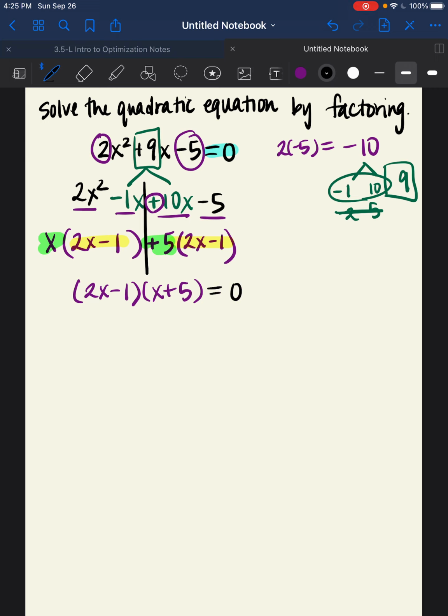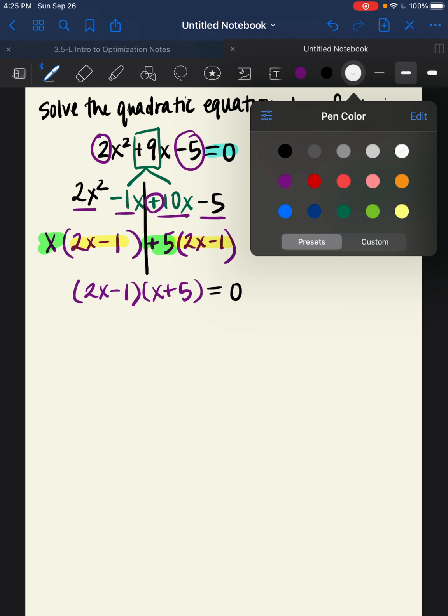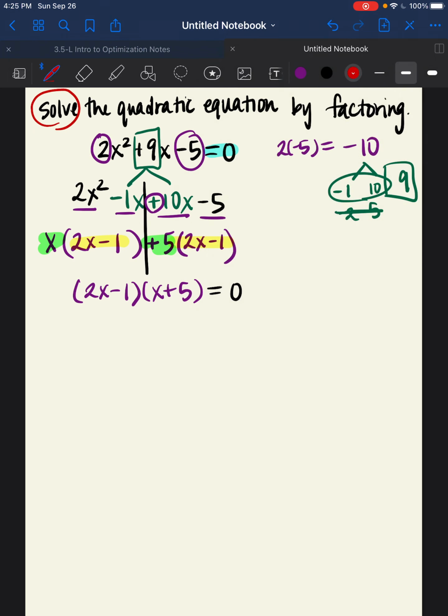Now this question says solve. And so we are not done. We have only factored. We are solving by factoring. And so we have factored. Now you set each factor equal to 0. So either 2x minus 1 equals 0 or the x plus 5 equals 0.